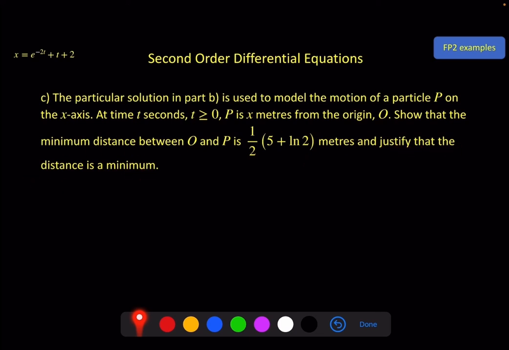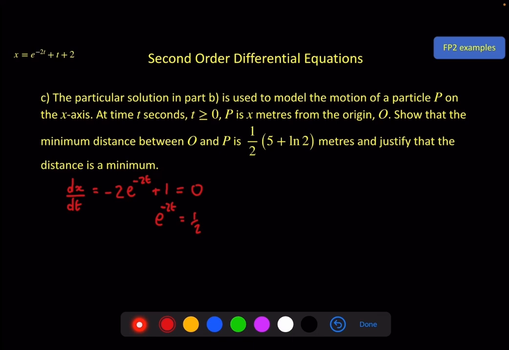This is drawing on previous work. You know that a minimum distance or a maximum distance happens when the derivative is equal to 0. So we need to find the derivative of this first. So if we've got dx by dt, where x is the particular solution, not the general solution, that gives us minus 2 e to the minus 2t plus 1. The minimum happens when this is equal to 0. So that's e to the minus 2t is equal to a half if you rearrange.